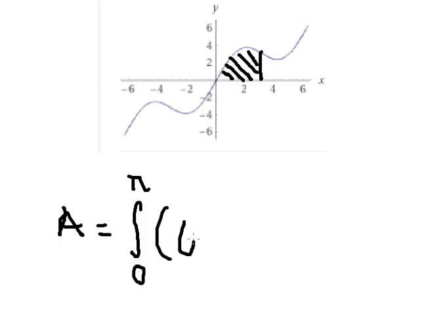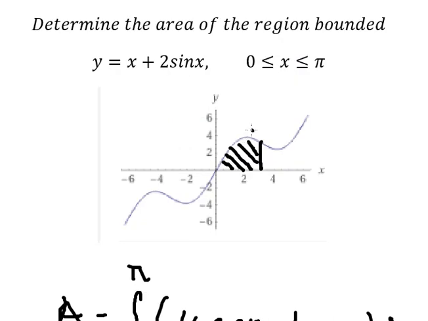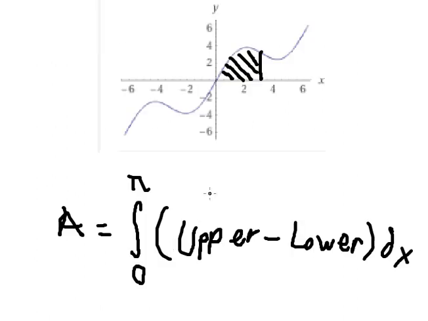And we have the upper function minus the lower function. So the upper function, that is this one, so I will put this one in here. The lower function, that is y equals 0. So I will put this one in here, and this one in here.